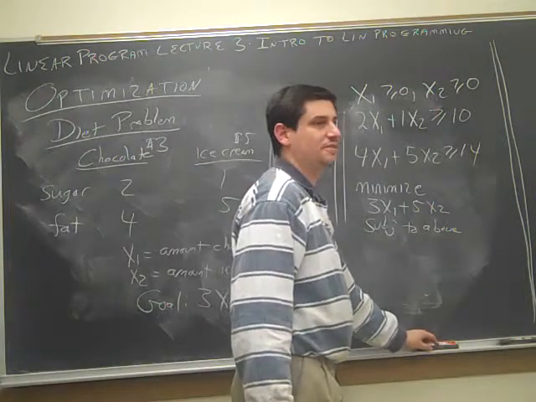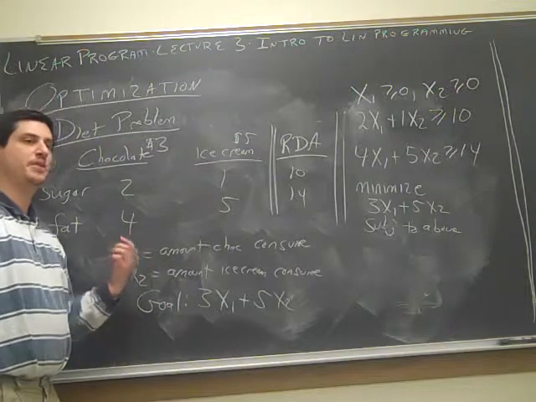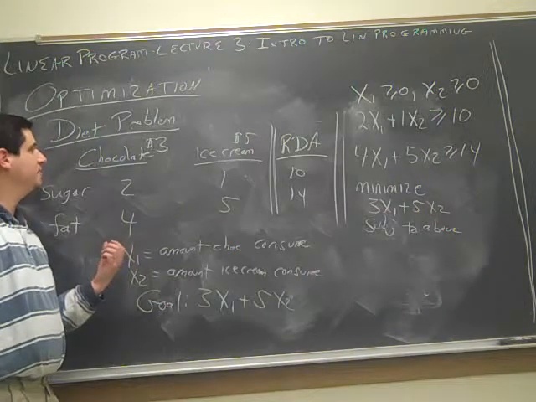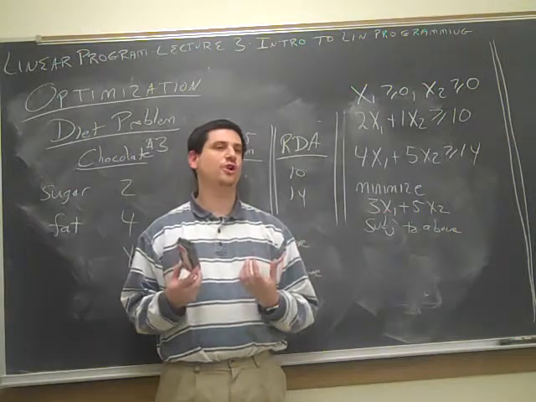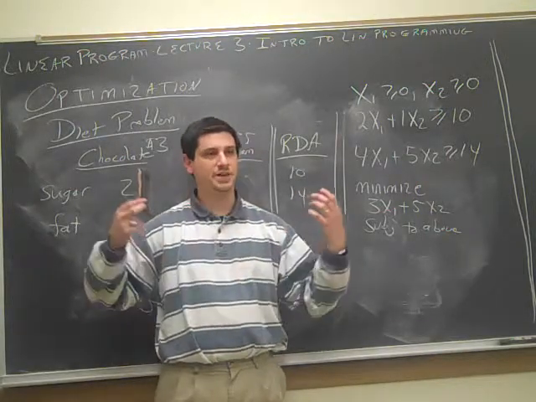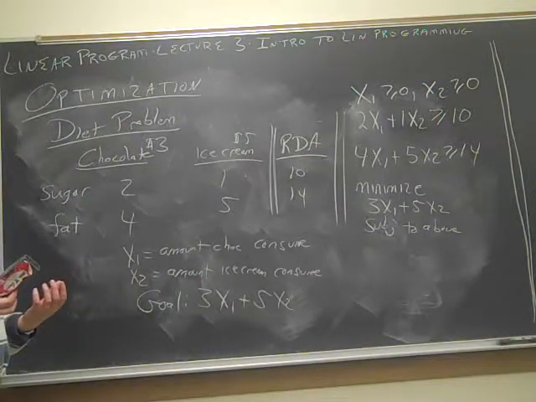Do they have to be integers? That's a good question. In some problems, they have to be integers, and that makes it a lot harder. For instance, you might have to buy an entire chocolate bar, or an entire pint of ice cream. And if you have something like that, then you have to use integer amounts.